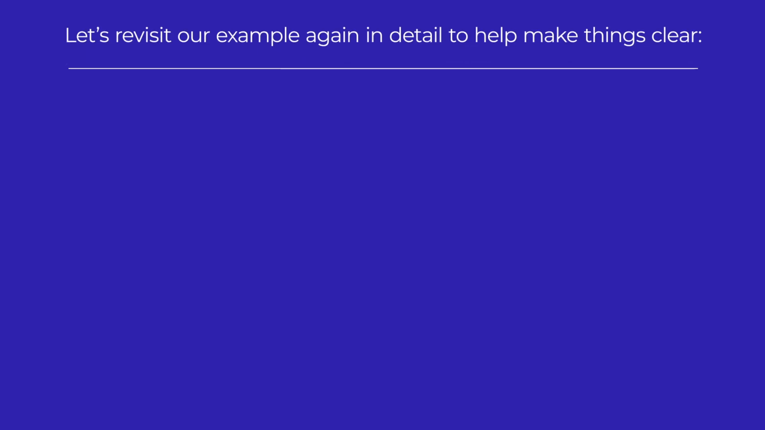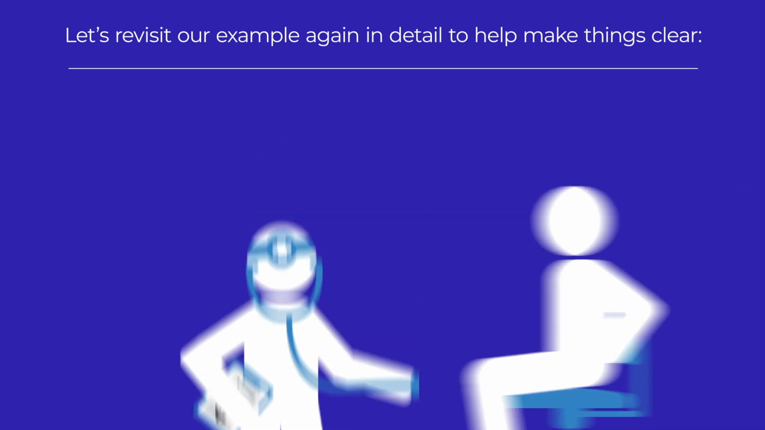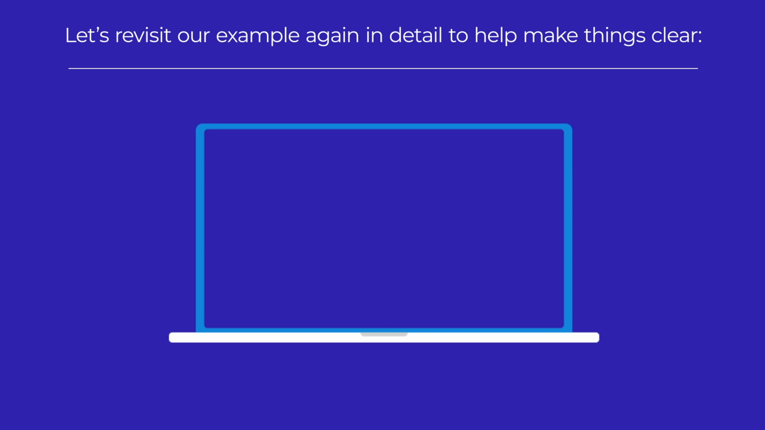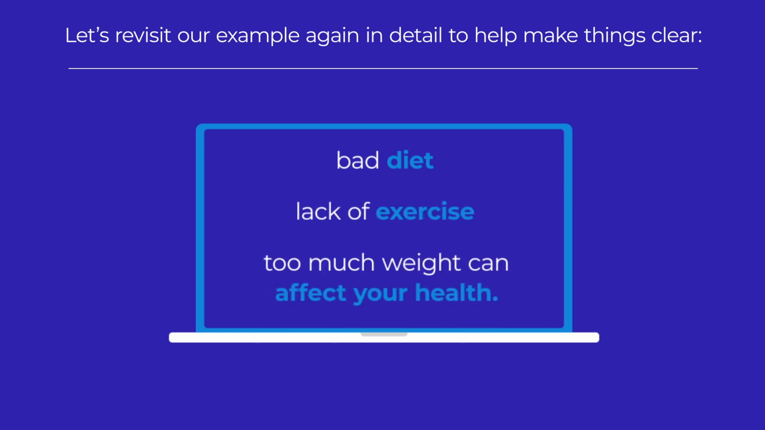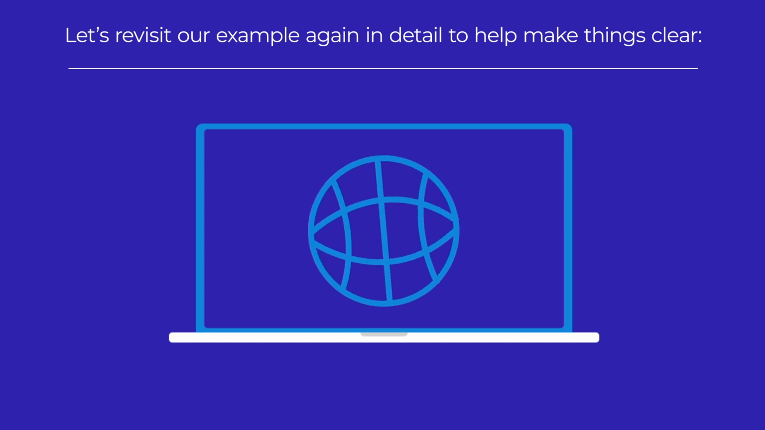So let's revisit our example again in detail to help make things clear. After a doctor advised our example person in a routine medical of the risks of their unhealthy habits, they became problem aware and instantly started searching Google for all the questions and concerns that they had around the implications of an unhealthy lifestyle. This included questions around bad diets, lack of exercise, and how carrying too much weight can affect your health. They were also clicking anything on the topic that caught their attention as they browsed the web and social media. So after performing one of these searches in Google, our example person saw your blog post appear in the search results, and it had a great, well-written title, and they clicked it and it got their attention.